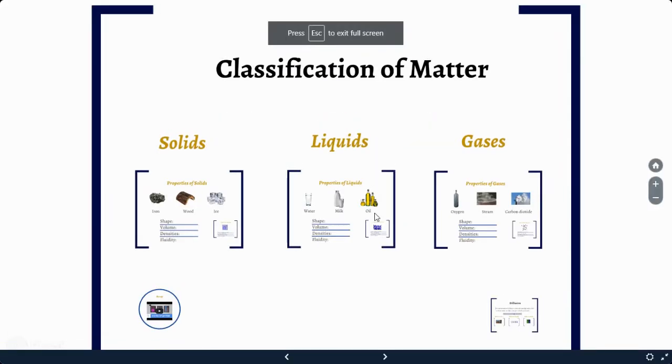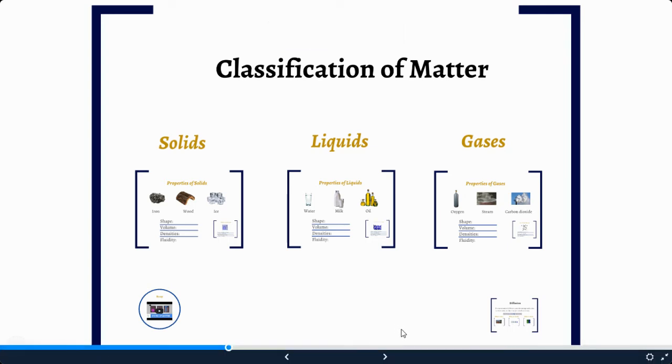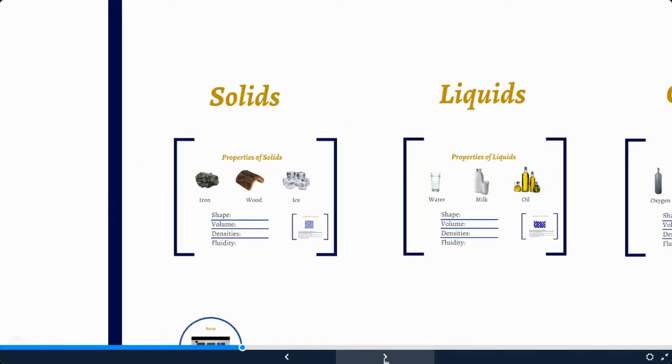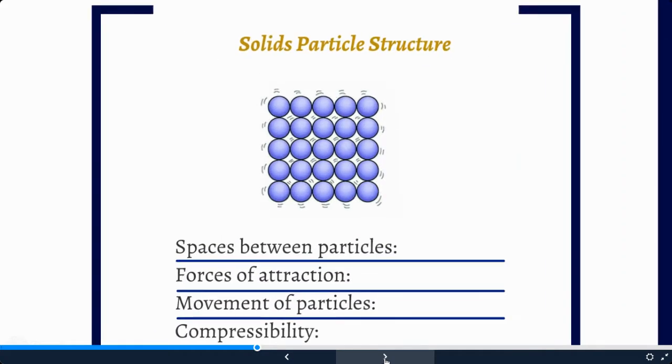Good morning, students. Today's topic is: what are the general properties of solids, liquids, and gases? Solids, liquids, and gases can be distinguished on the basis of their properties, like the spaces between their particles.